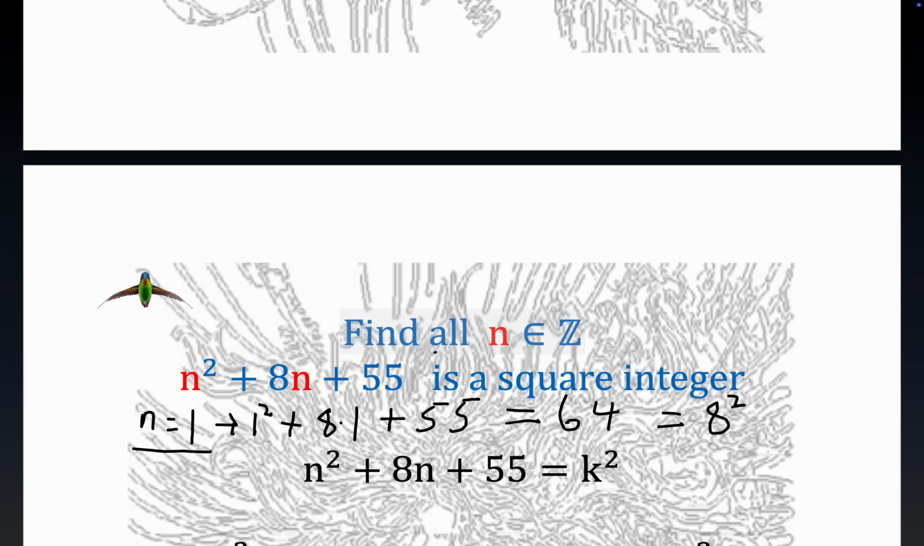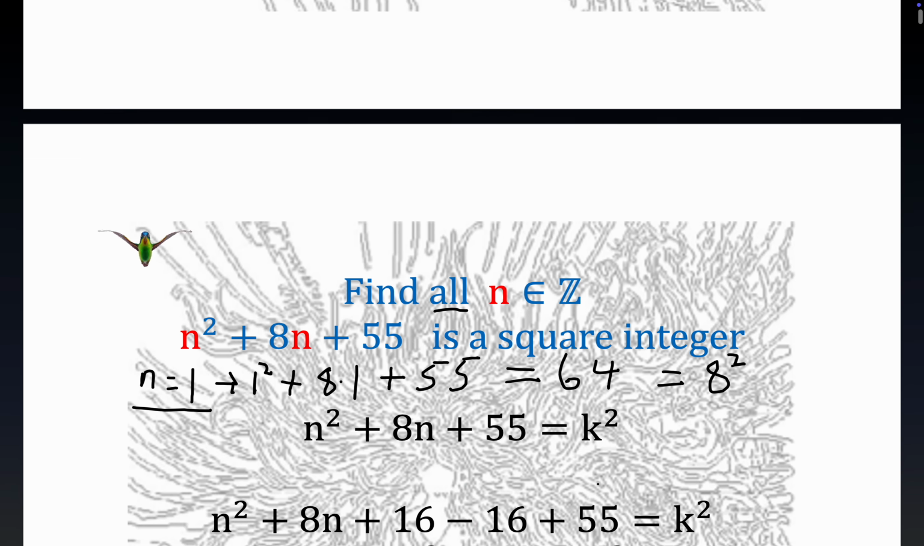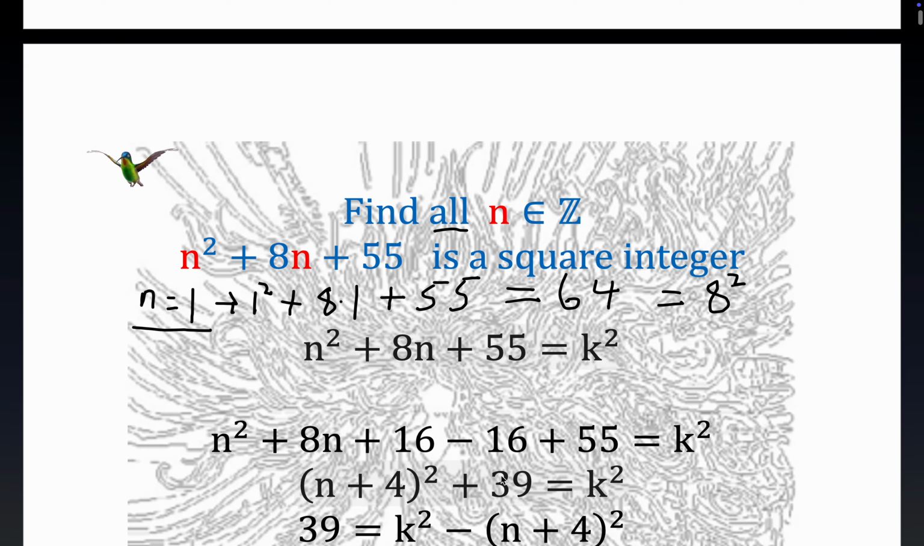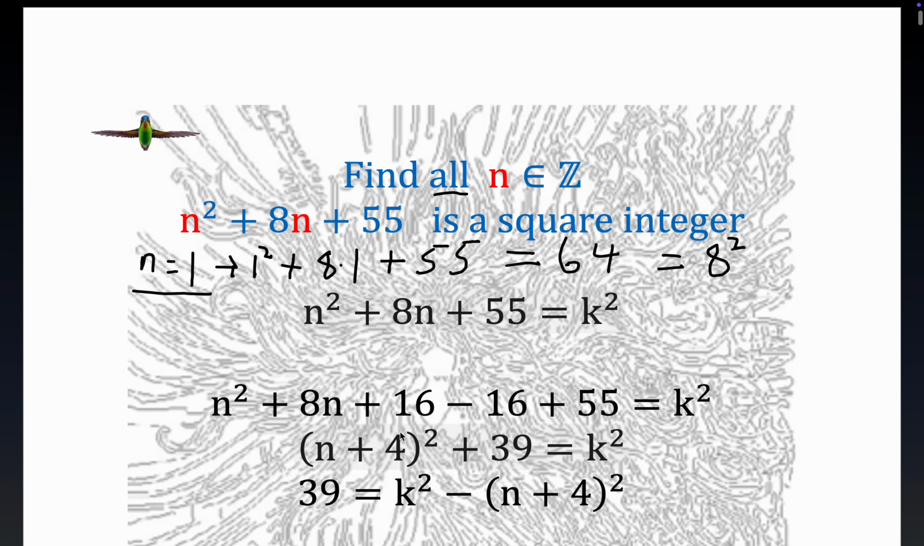But it says to find all n. So we'll proceed by setting the entire expression equal to a square integer, k squared. Do something called complete the square here, folks. And the idea behind this is you get a difference of 2 squares. Notice that what we did right here is took half of 8, which is 4, and squared it, and then added it and subtracted it. In other words, this is 4 squared right here minus 4 squared again, right?